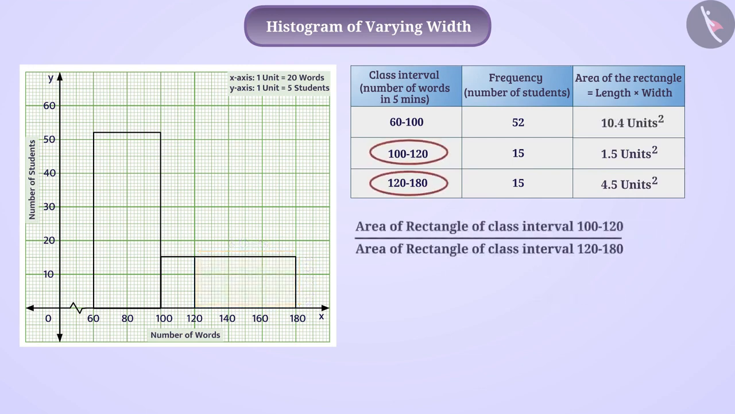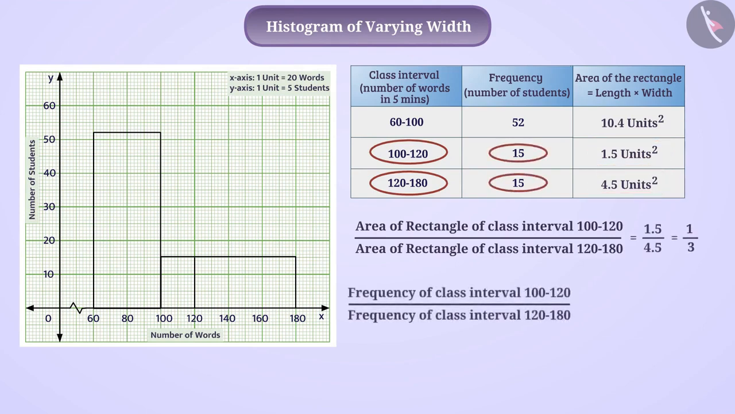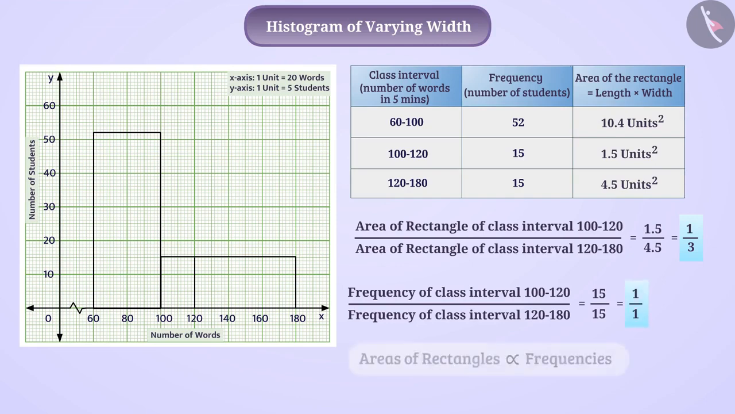The ratio of the area of these rectangles is 1 by 3, but the ratio of frequency of both these class intervals is 1 by 1. Since the ratio of areas of rectangles is not proportional to their corresponding frequencies, the areas of rectangles are not proportional to the frequencies here. That is, these histograms show the wrong frequency of the corresponding class intervals. So this histogram is wrong.